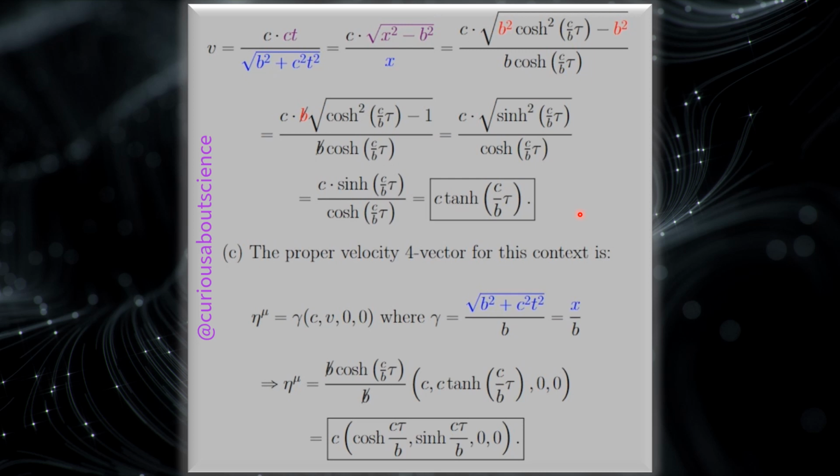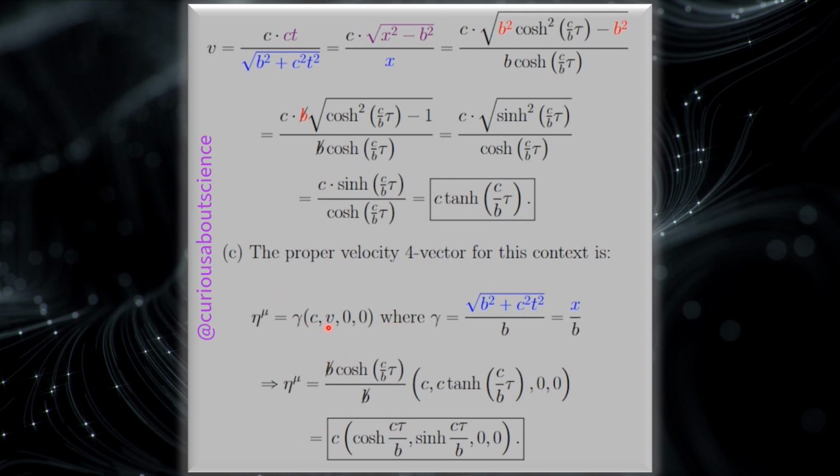Now we have to find the proper velocity four-vector for the context. So eta mu is equal to gamma c, v, 0, 0, where gamma is equal to what we found earlier in the context of chapter 11. So again, since we have the square root of b squared plus ct squared, we just put that in as x. So gamma is actually equal to x over b. Easy enough. So if that's the case, we plug in the definition for x via the part b that we found on the last slide, which is the hyperbolic cosine, and we see that the b's cancel.